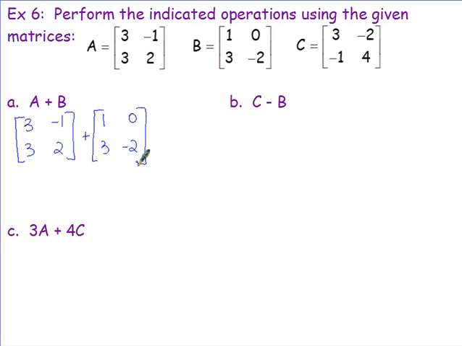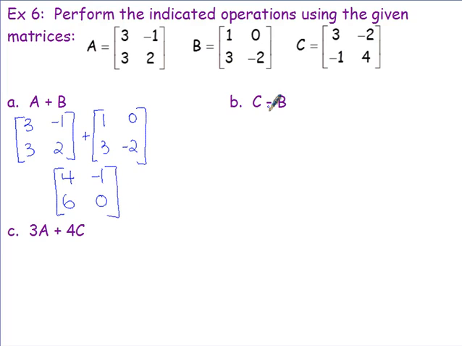All right, let's see how this addition went here. So 3 plus 1 is 4. Negative 1 plus 0 should have been negative 1. And 3 plus 3 should have been 6. And 2 plus negative 2 is 0. Hopefully you got that one right.